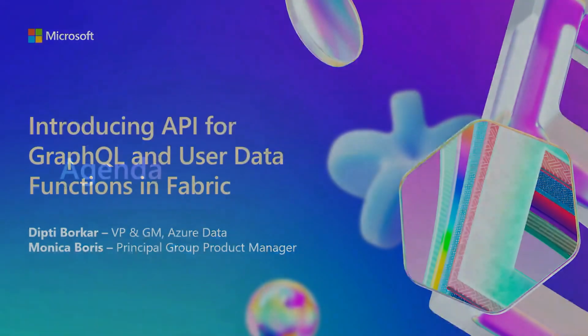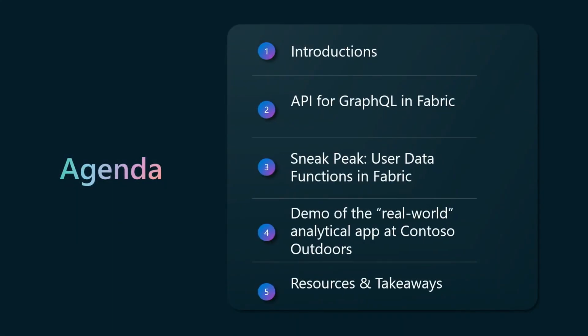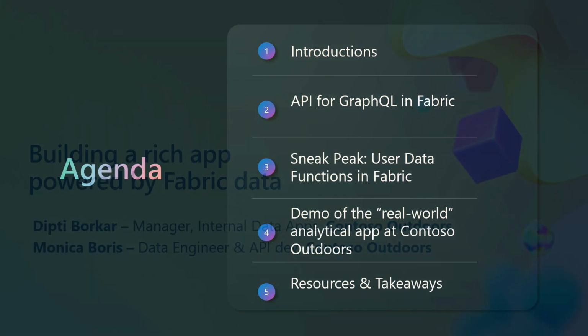Thank you so much. Well, here's a quick agenda of what we're going to take you through today. We have two new items in Fabric, the API for GraphQL, as well as user data functions. We'll take you through what they are, as well as real-world examples using our favorite company, Contoso Outdoors, and we'll walk you through an example and demos. And then we'll close it off with some resources and takeaways.